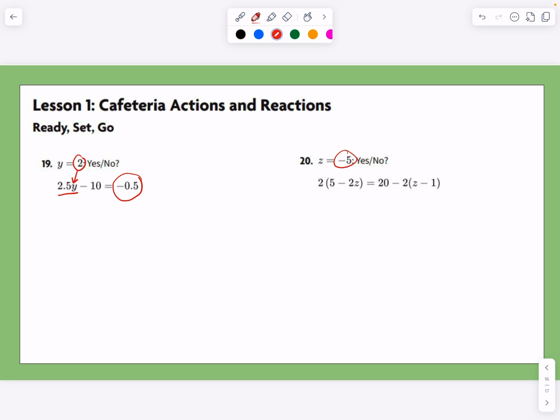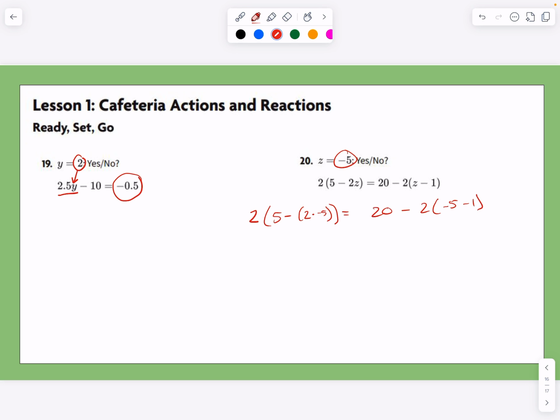I'll work on number 20 because it just has lots of parentheses. So let's write this out. We're going to put -5 in there. So we have 2 times 5 minus, and I'm going to put this like this, 2 times negative 5, like that, equals 20 minus 2 times negative 5 minus 1.